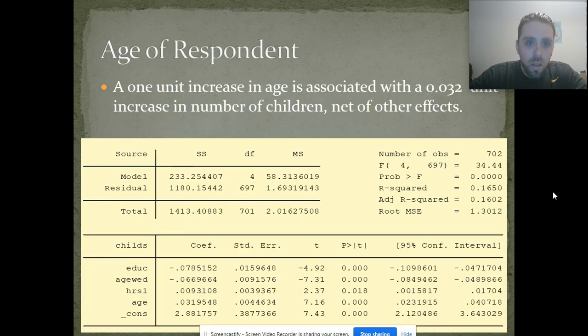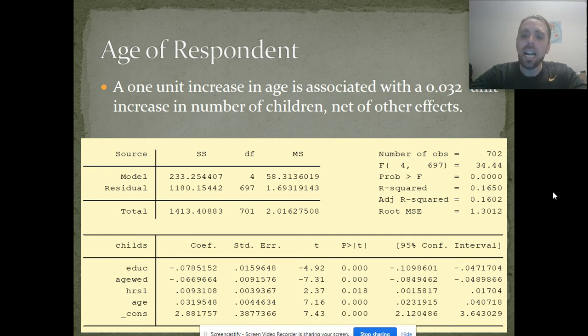Okay. All right. I want to add in one more predictor here. Age. I want to add in age, because I hypothesize the older you are, the more chances you've had to have children, and let's say that maybe that's associated. So, looking at the p-value to establish significance and then looking at the B coefficient, a 1 unit increase in age is associated with a 0.032 unit increase in number of children net of other effects. I can't forget that.